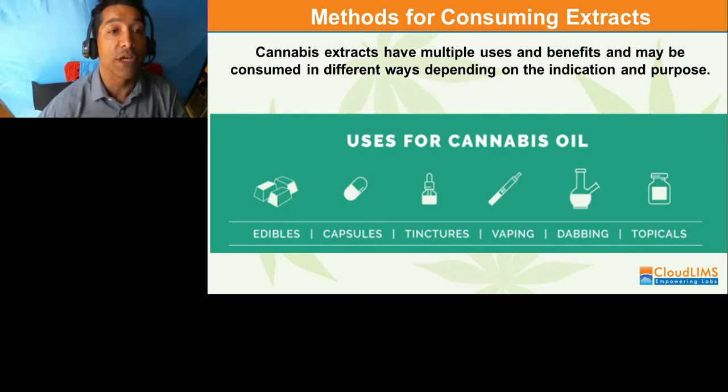What are the methods of consuming extracts? Well, there's edibles, capsules, tinctures, vaping, dabbing, and topicals. For all of these edible versions, which would be the edibles, the capsules, the tinctures, and the topicals, none of which involve a heating process, for those you would do the decarboxylation. For vaping and dabbing, it wouldn't be necessary.